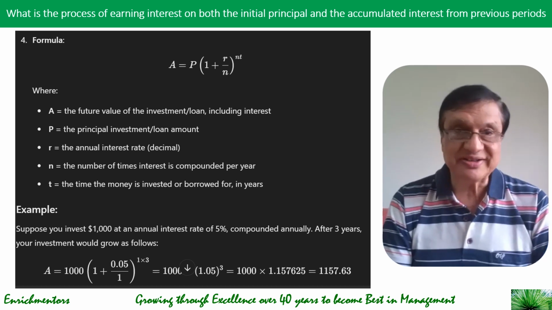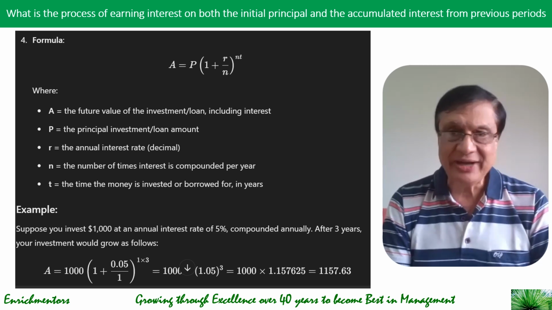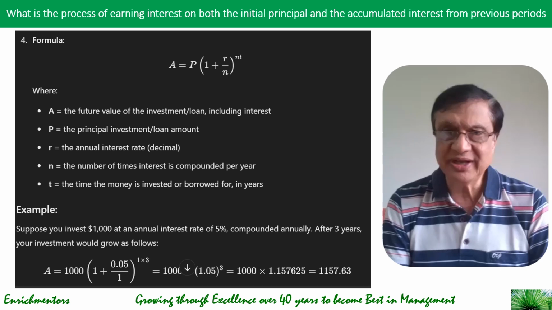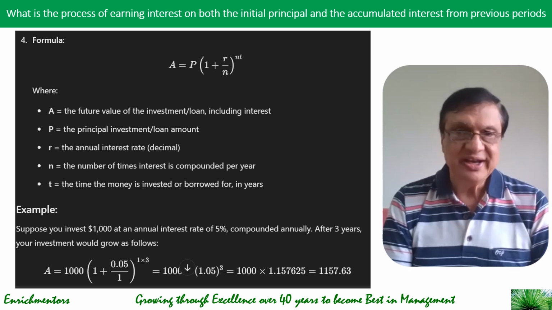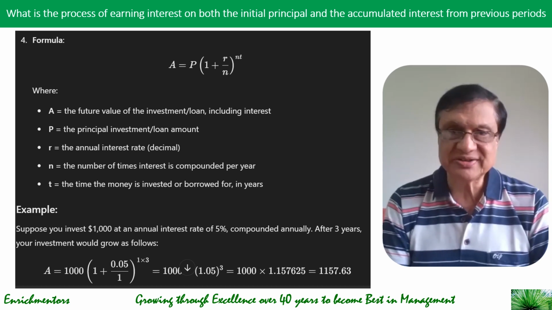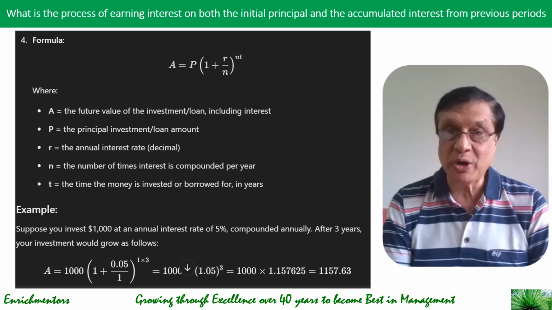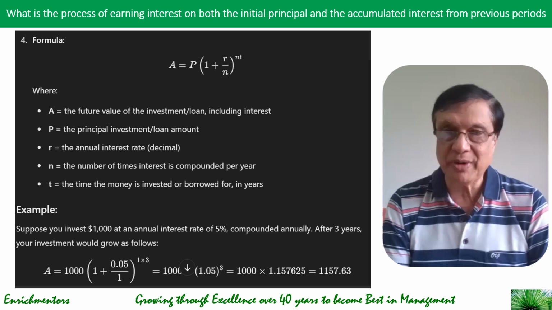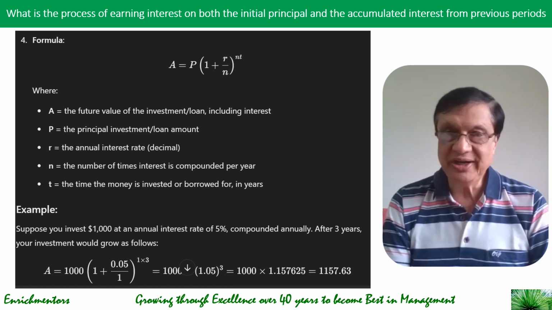Then there is the interest that is earned. Here there is an annual rate of interest that is earned on the principal and previously earned interest. And then there is the number of times interest is compounded per year, the compounding frequency. Interest can be compounded at different intervals: daily, monthly, quarterly, annually. The more frequently it is compounded, the faster the balance will grow.